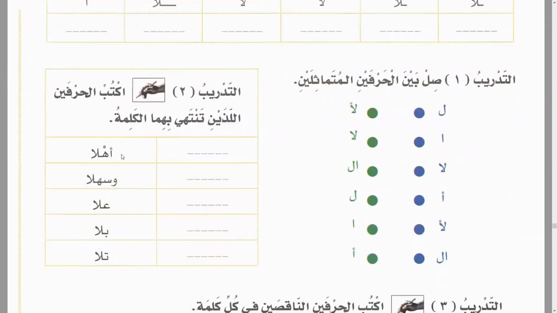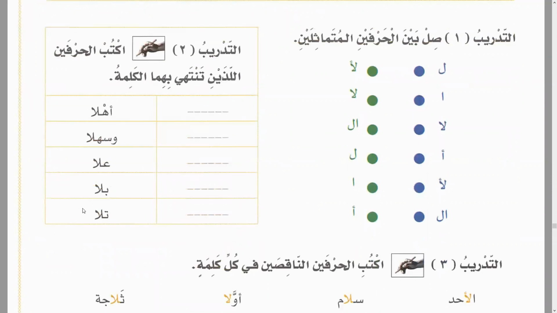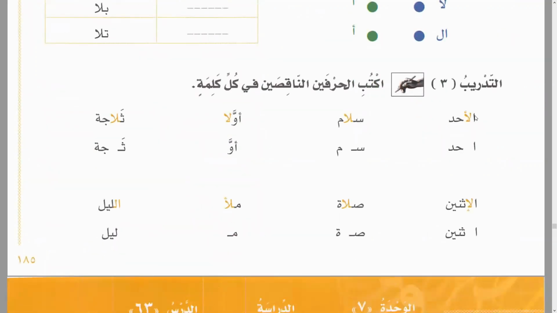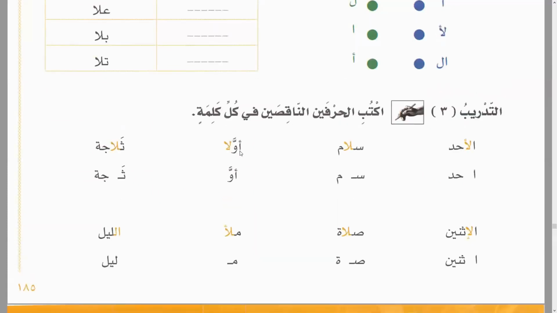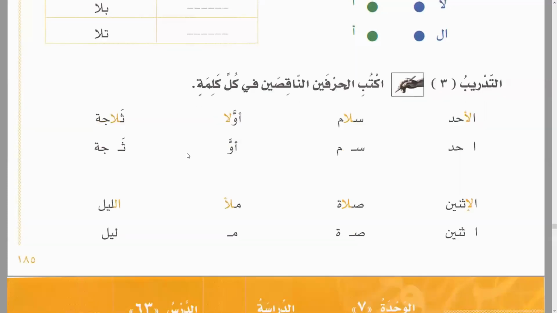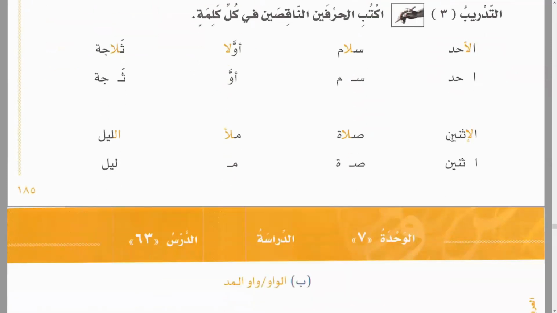Writing practice. Ahlan. Wa sahlan. Ala. Bala. Tala. Al-Ahad. So you just write a hamza here. Al-Ahad. Salam. Awwalan. Sallaja. Al-Isnain. If it's a kasra, you put the hamza down.